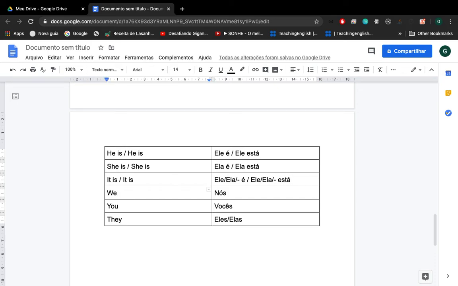Okay? We are not temporary condition. Nós somos. Okay? We are is a temporary condition. Nós estamos. Okay? You are is not temporary condition. Vocês são. You are as a temporary condition. Vocês estão.